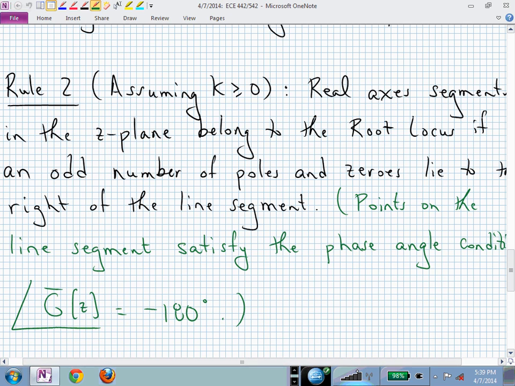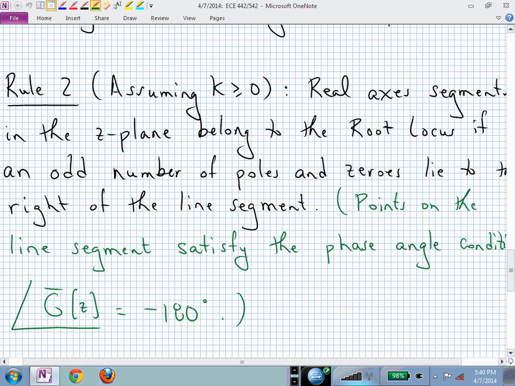Rule 2, those X's and O's, if they're on the real axis, create segments on that real line. And we want to know, do any of those segments actually belong on our root locus? One way to remember that, if we're using non-negative k's, is to look at that line segment and say, are there an odd number of poles and zeros to the right of that segment? And if there are, then that segment is a part of the root locus.